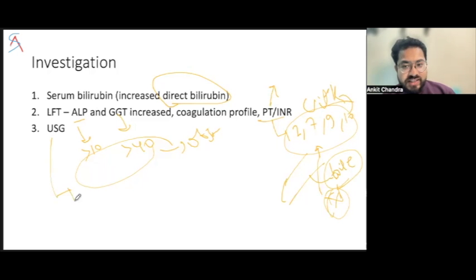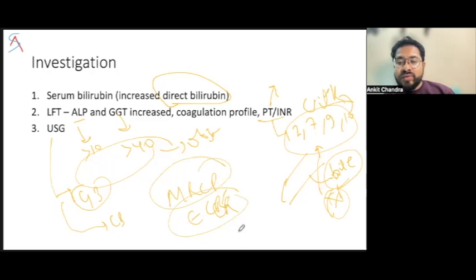Ultrasound is the most sensitive for your GB stone. As I already told, CBD stone will show you dilatation of the CBD duct, and there will be increased ALP. Then there are other newer modalities, like they may ask you, when do you do MRCP or ERCP? All these things they will ask you, such as when do you do endoscopic ultrasound, to differentiate between pancreatic cancer and chronic pancreatitis. ERCP is the gold standard for CBD stone removal and stenting of inoperable tumors.